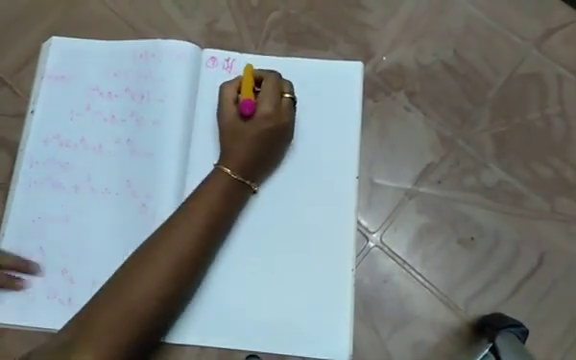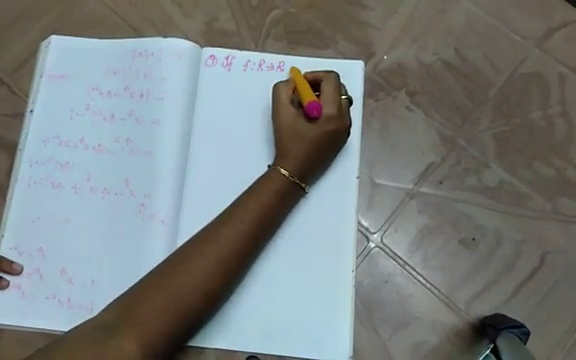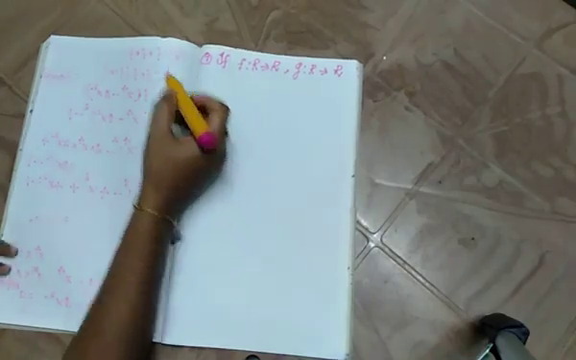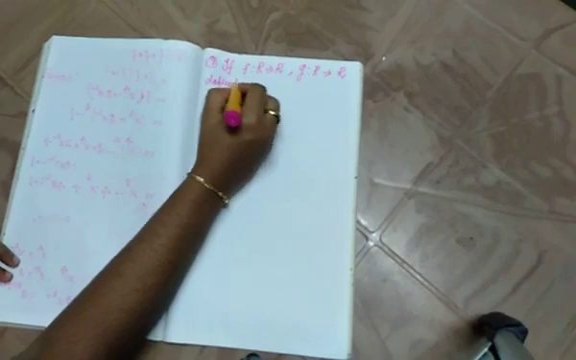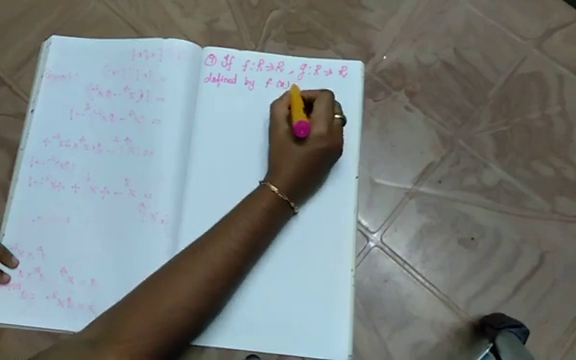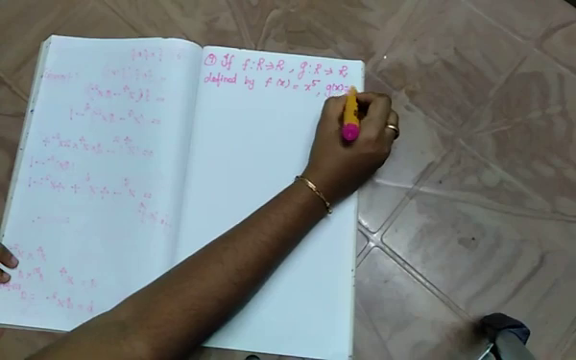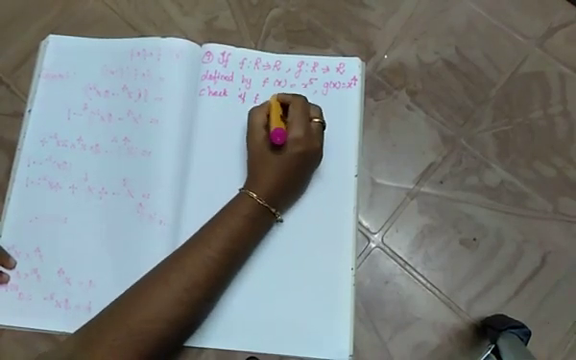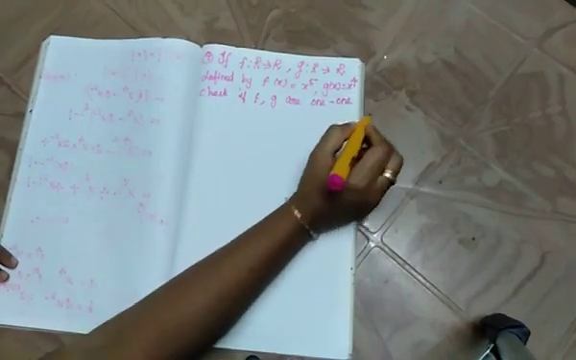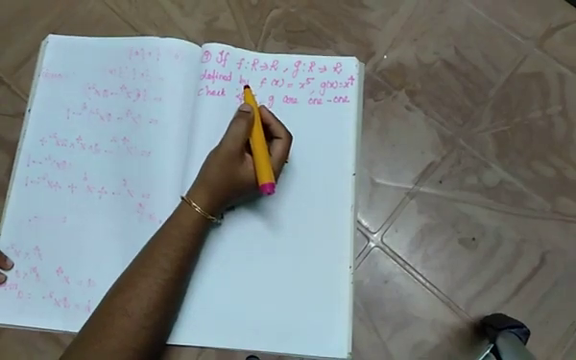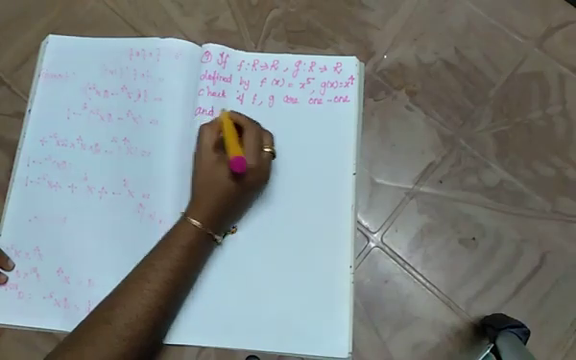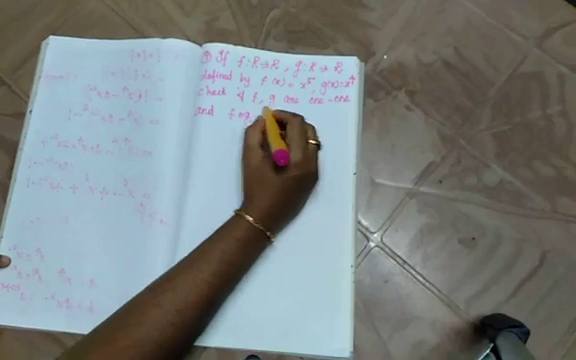Let's see the question. Here in this question they are mentioning 2 functions: f from R to R, and g from R to R, both defined from the same set, isn't that so? They are defined by f of x is equal to x power 5, and g of x is equal to x power 4. You have to check if f and g are 1-1, and f of g is 1-1.